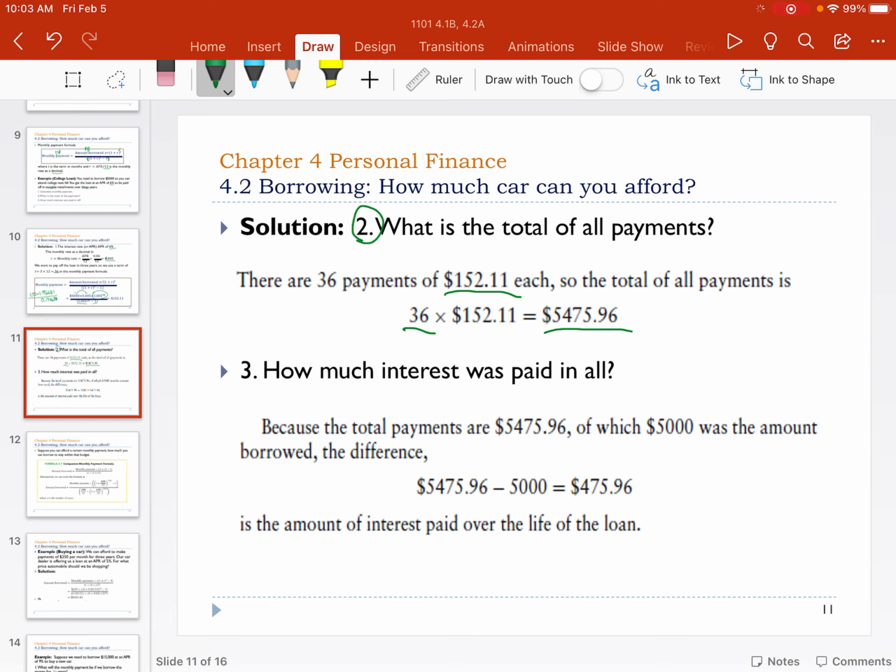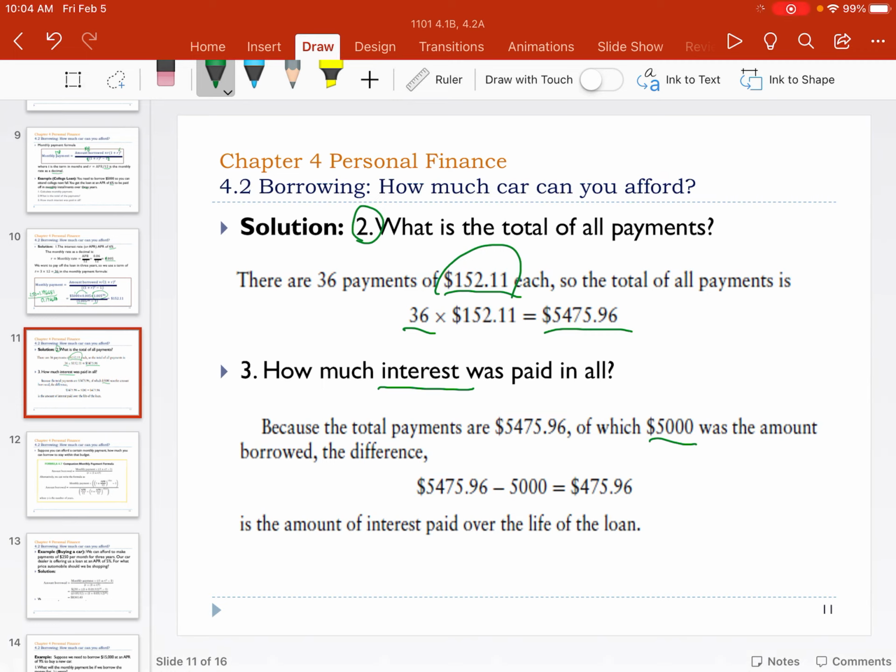This was part 2 of the follow-up problem. We already answered the main problem. The payment is $152.11. 36 of those payments add up to almost $5,500. And then the final question was how much interest was paid in all. Well, we borrowed $5,000, and we're paying back more than that. Surprise. Hope nobody's surprised by this, because that's just the way loans work, unless, of course, it's from a family member with 0% interest. That's different. That's fine. Not much calculation needed there.